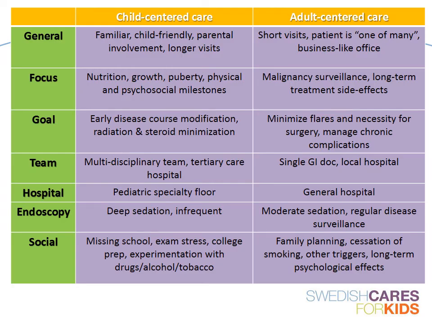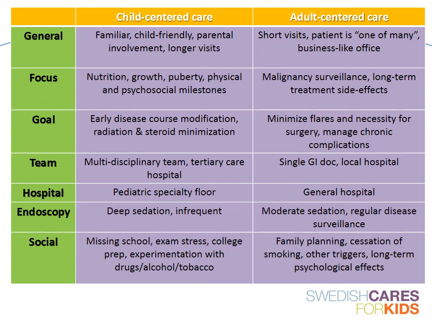And so this is a really good summary of the major differences between child-centered care and adult-centered care. In child-centered care, it's friendly, it's familiar, parents are involved, the visits are longer. In adults, it's short visits. It's a lot more patients. Patients are a lot sicker, and it often can feel a lot more business-like. The focus in child-centered care is nutrition, growth, puberty, psychosocial milestones. And in adults, it really focuses a lot on survivability and sustainability. So malignancy, cancer surveillance, treatment side effects, pregnancy, getting to old age.